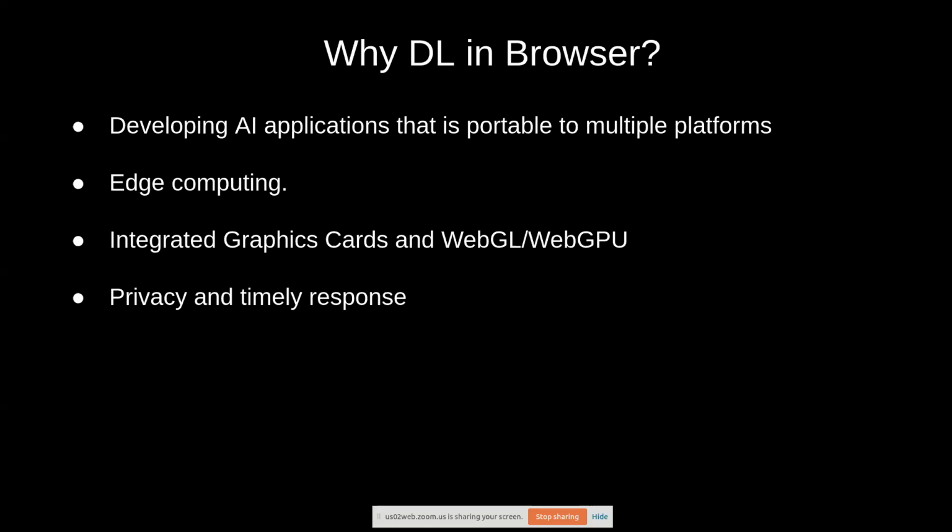And if we also talk about the browser side, the browser can utilize the integrated graphics cards, which native platforms like TensorFlow or PyTorch cannot do unless you have a standalone graphics card. So this is one of the advantages we can utilize, and by using WebGL or WebGPU, we can accelerate performance in the browser compared to the CPU that can be utilized with other platforms or frameworks.